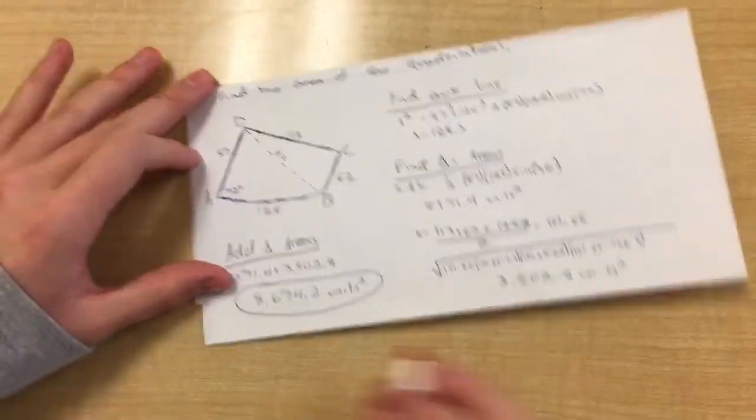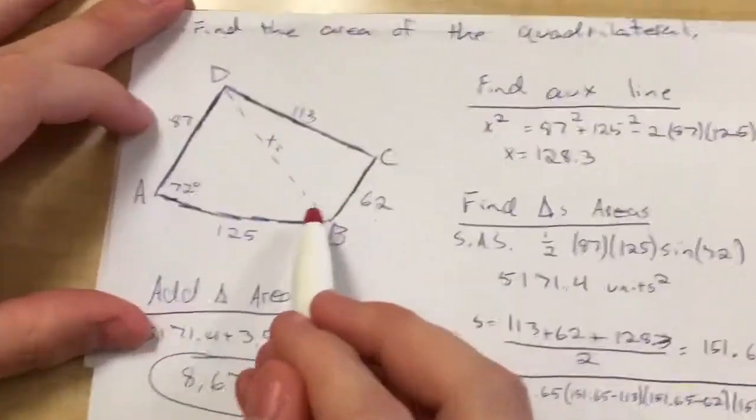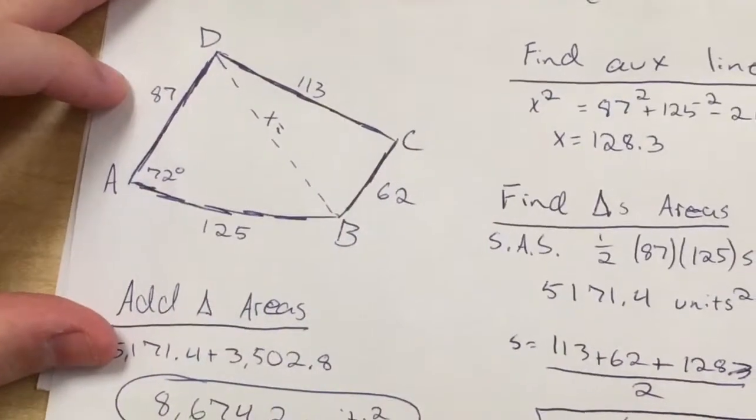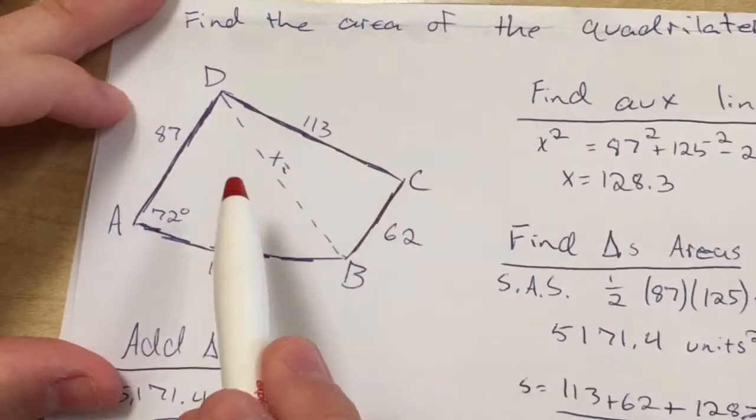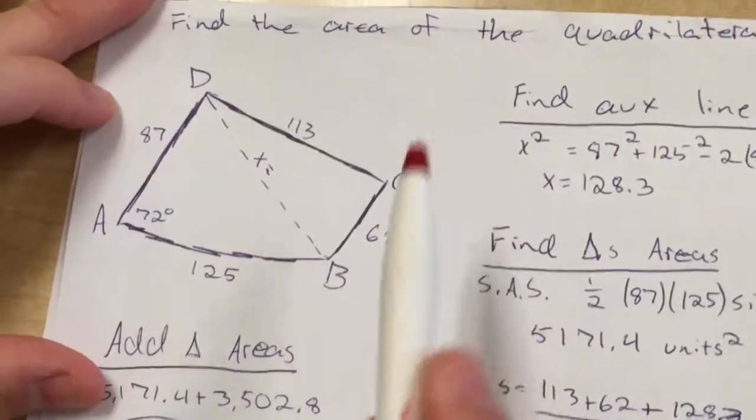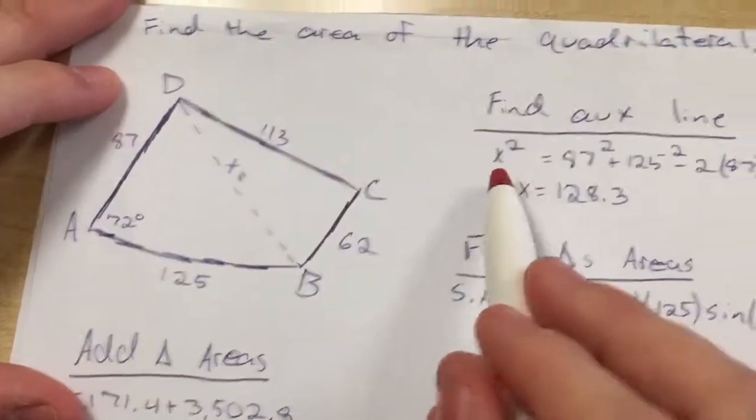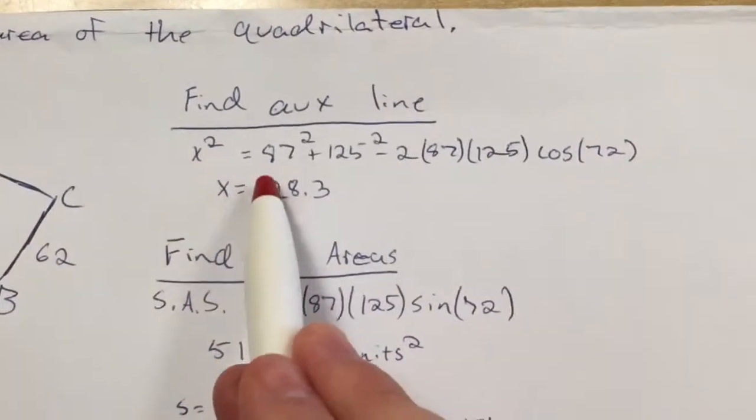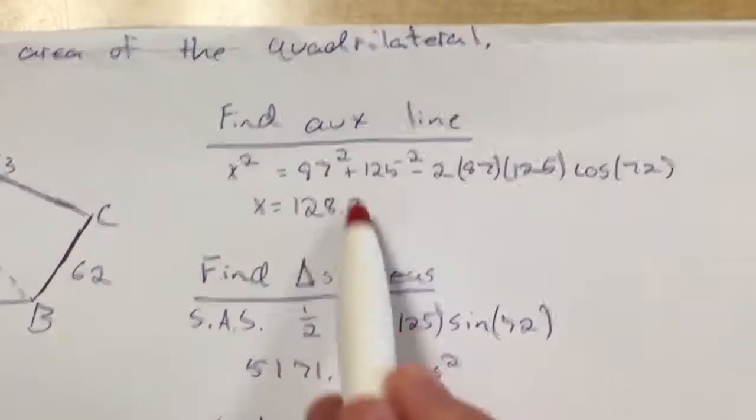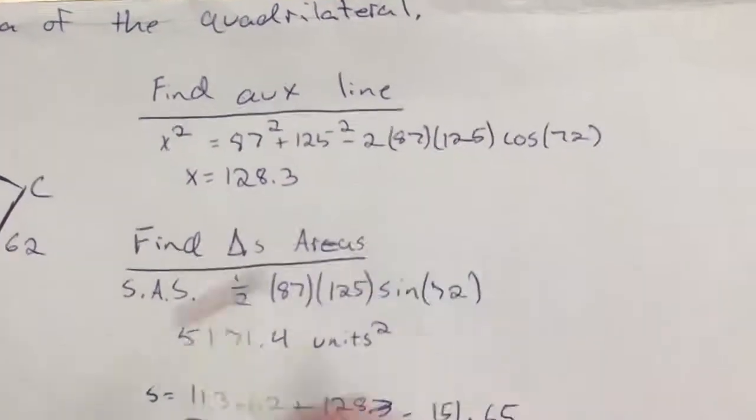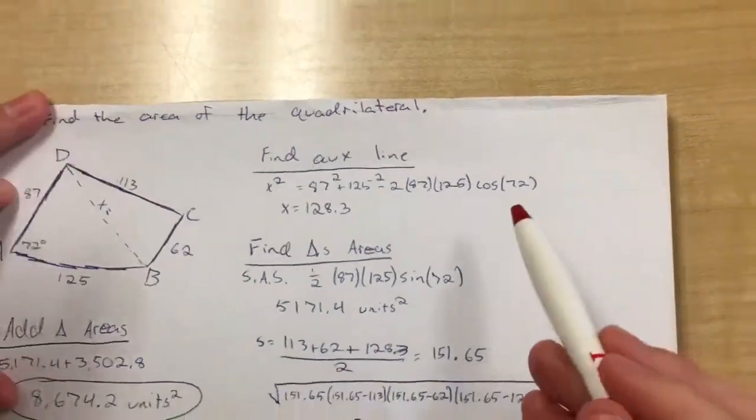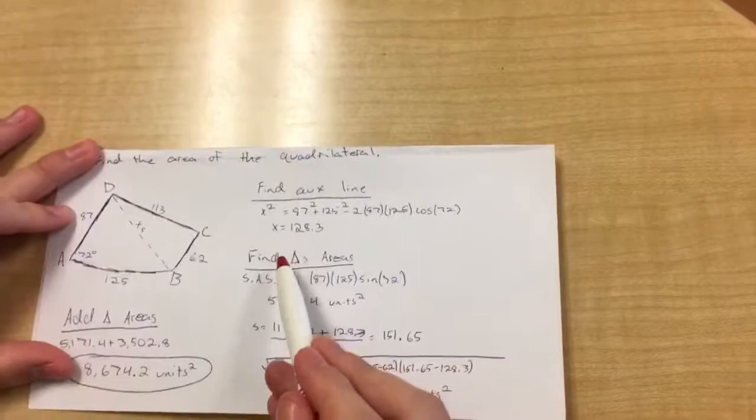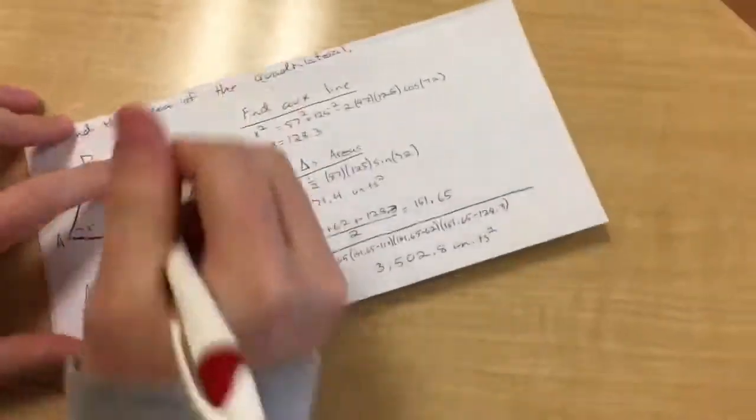All right, so for this problem, we're going to find the area of the quadrilateral, and what we need to do is draw ourselves an auxiliary line, which is x, so we can split the quadrilateral into 2 triangles, because to find the area of a quadrilateral, you need to find the area of the 2 triangles and add them all together. So to find the auxiliary line, we're going to do the law of cosines formula, which is x squared equals 87 squared plus 125 squared minus 2 times 87 times 125 cosine of 72, and you're going to get 128.3 is your auxiliary line.